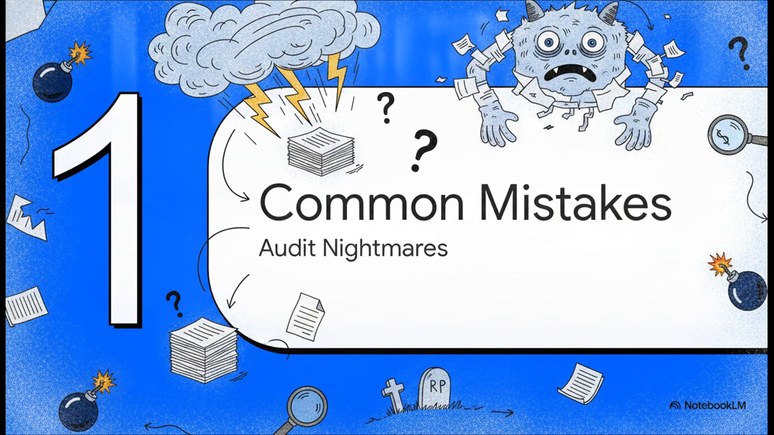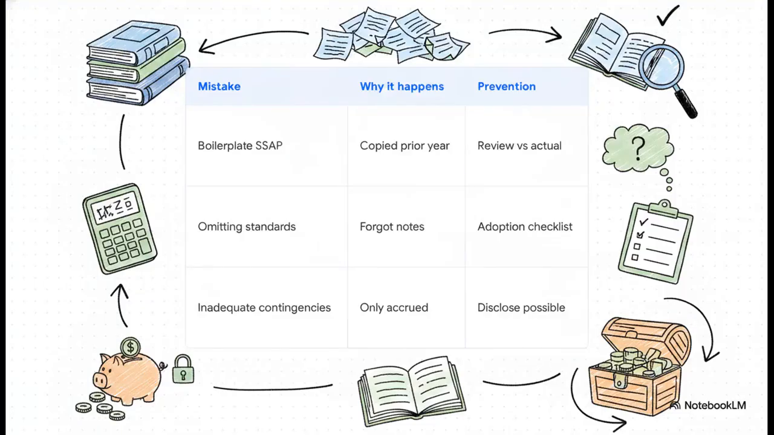Section 1. Common disclosure mistakes. Let's look at the audit nightmares we can absolutely prevent. The honest truth here? Most note disclosure deficiencies are totally preventable. Yet they happen everywhere. It's a simple cause and effect. Take boilerplate significant accounting policies, or SSAP. Why does this happen so often? It's the dreaded Control-C, Control-V trap. Teams literally just copy last year's text without actually reviewing it. The fix is super simple. Just review every policy against what you actually did this year.